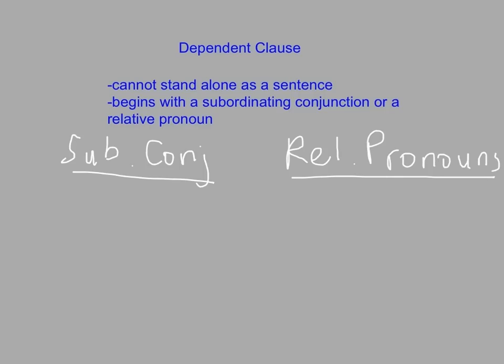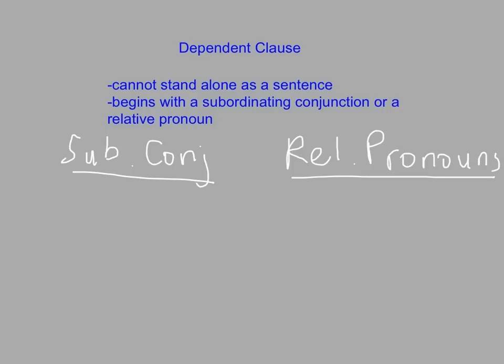The next is dependent clauses, and this is the type of clause that has different subgroups. So dependent clauses cannot stand alone as a sentence, and they begin with either a subordinating conjunction or a relative pronoun. I want you to pause the video right now and write down as many subordinating conjunctions that you know and the 5 relative pronouns that you know.